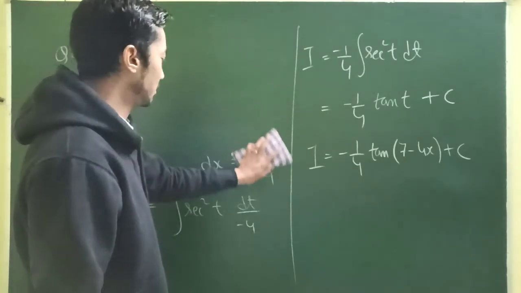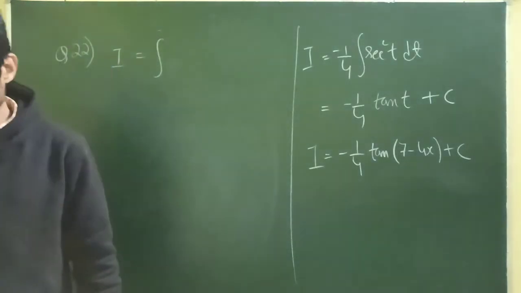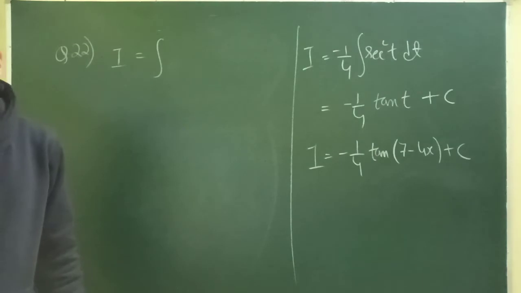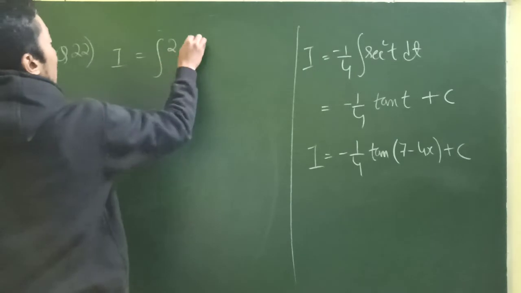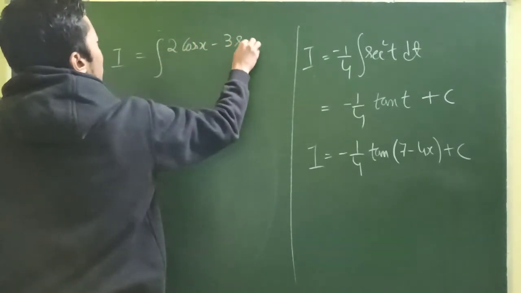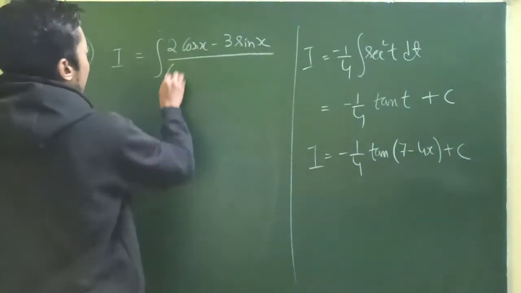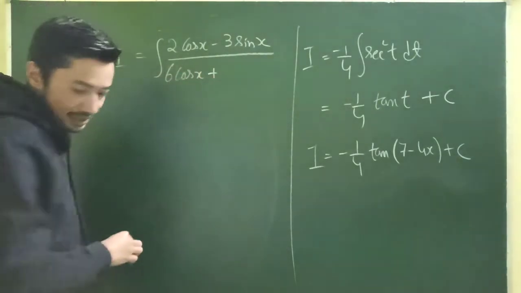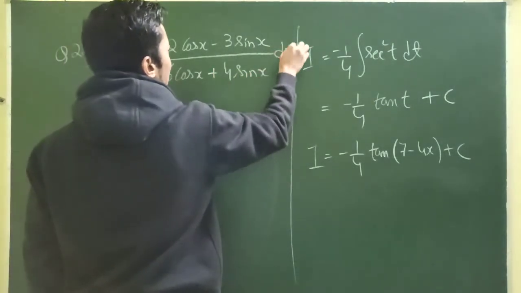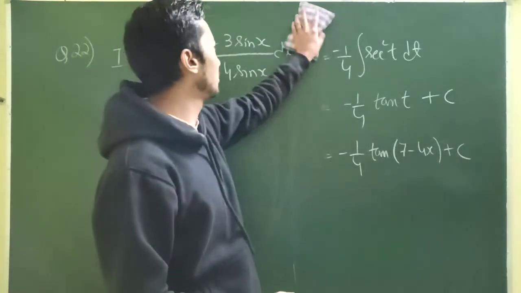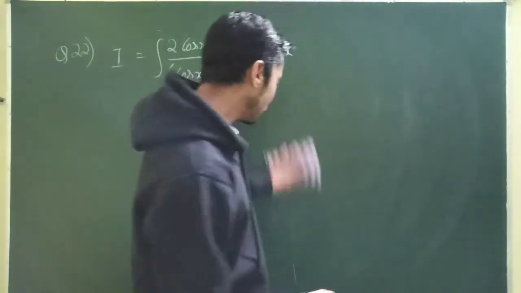Let's proceed. You can always pause the video and continue, of course. Let's continue with 24. Integral of 2 cos x minus 3 sin x upon 6 cos x plus 4 sin x with respect to x.